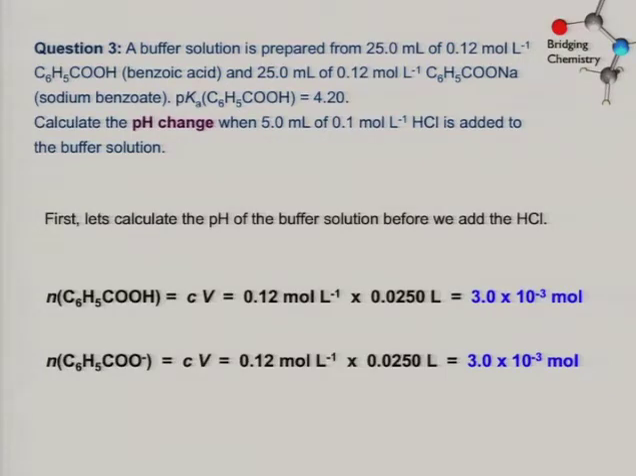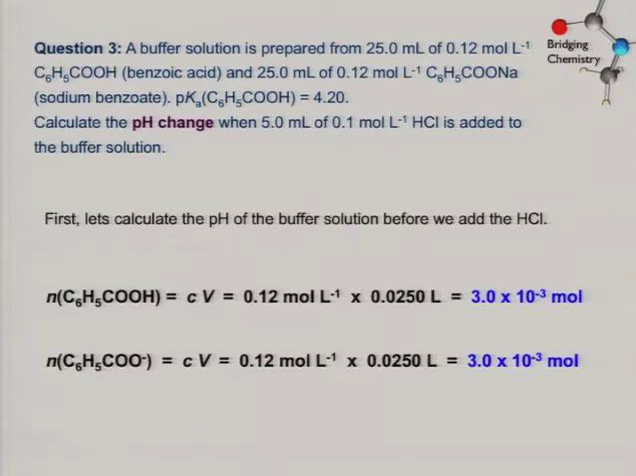And so again, I've kept the numbers nice and straightforward. The volumes are the same, the concentrations are the same, and so the amounts of the benzoic acid and the benzoate ion, the conjugate base, will be the same here. And so that means that the pH of our buffer is going to be what? 4.20. Because these amounts are the same, that means that the pH of our buffer solution will be equal to the pKa of our weak acid.